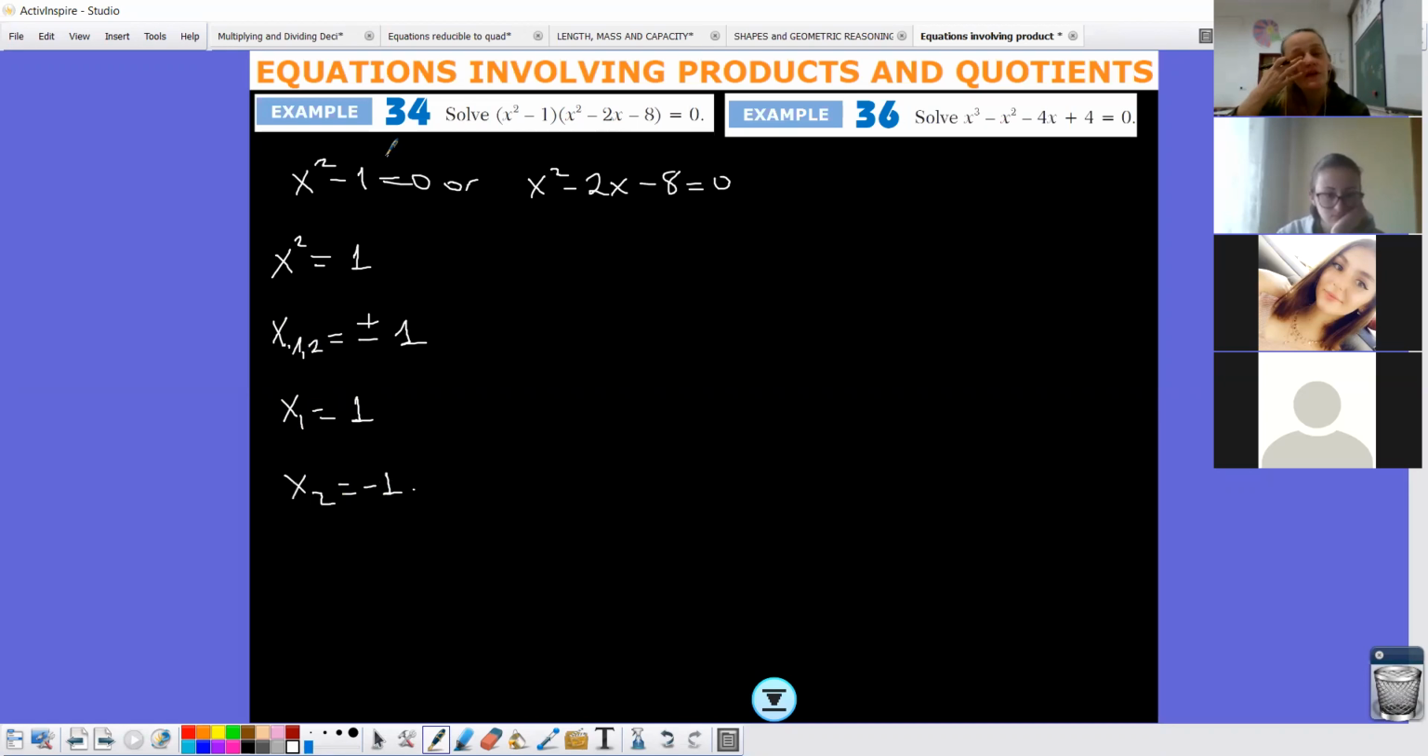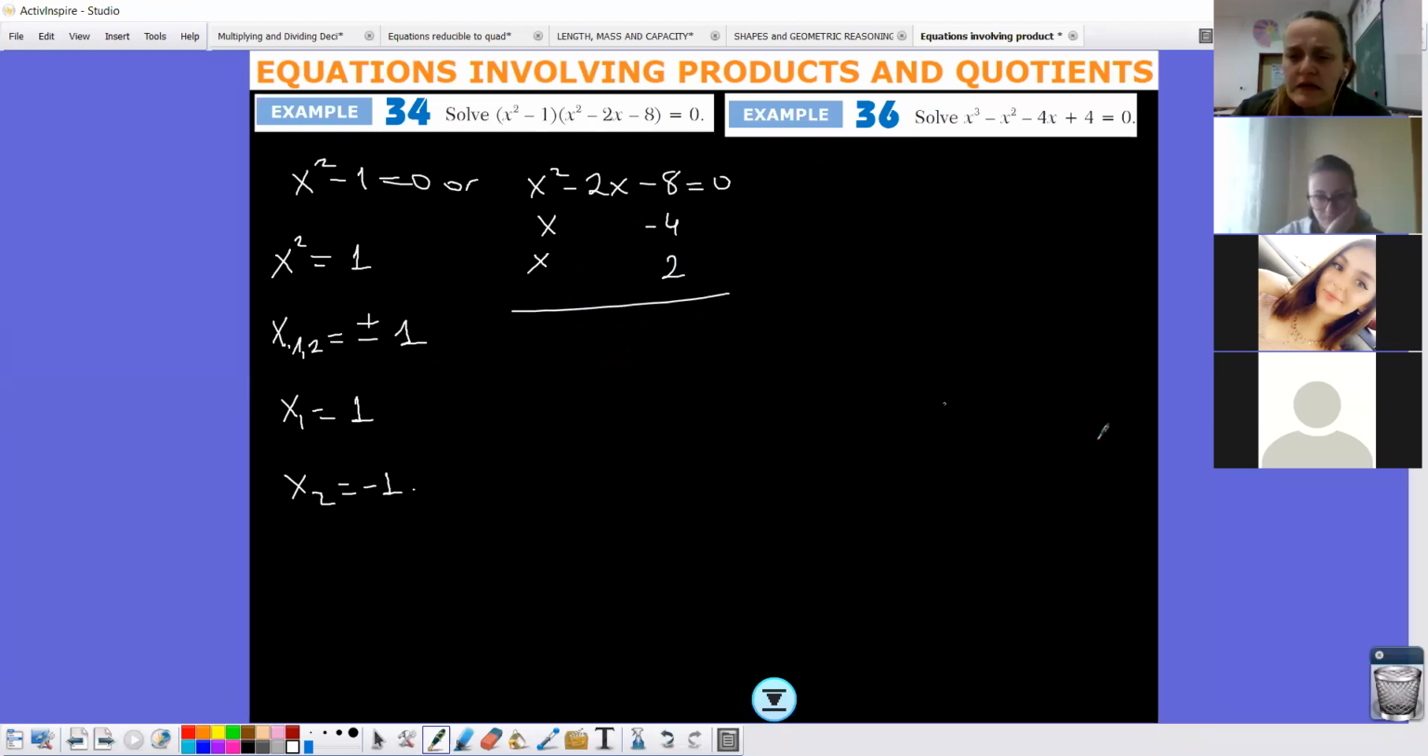In the second one, we have the normal standard quadratic equation. Now, I will try to factorize it. Can I factorize it? How will it be? It will be (x minus 4)(x plus 2). Minus 4 and 2, because we have minus 2 here.